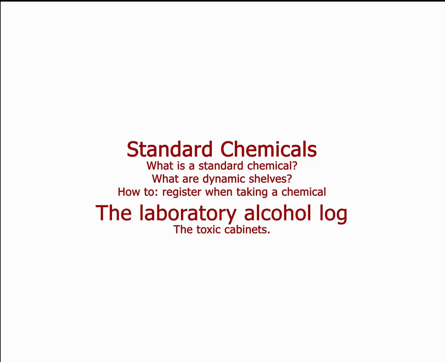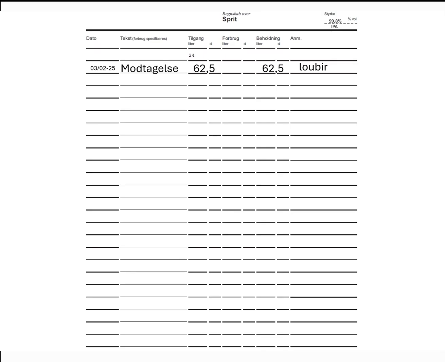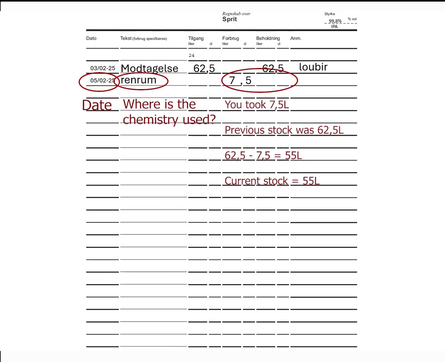Laboratory alcohol log. Certain chemicals, like ethanol and isopropanol, require registration with the Danish tax/skat. When taking these chemicals, record the amount in liters on the paper attached to the cabinet. Subtract the amount taken from the total available and update the new total.